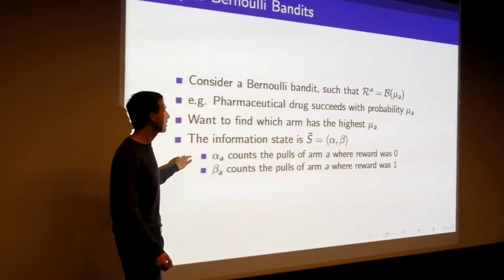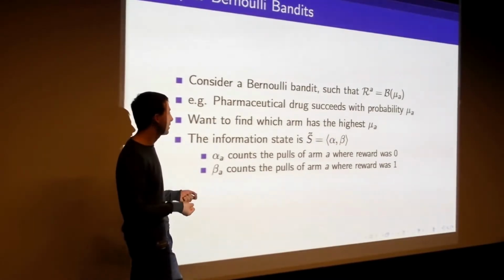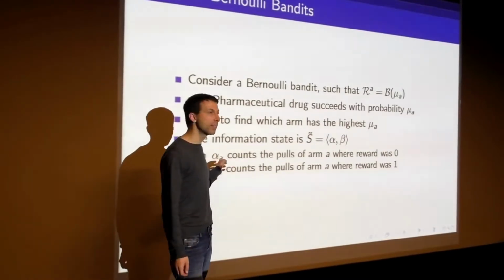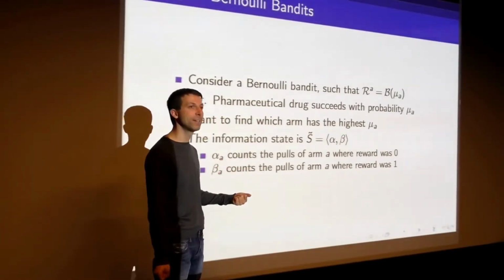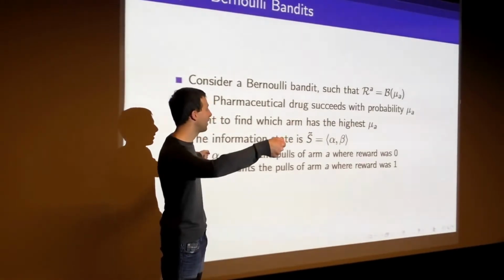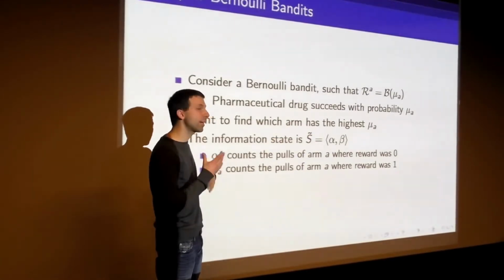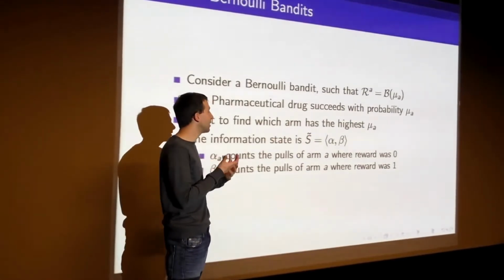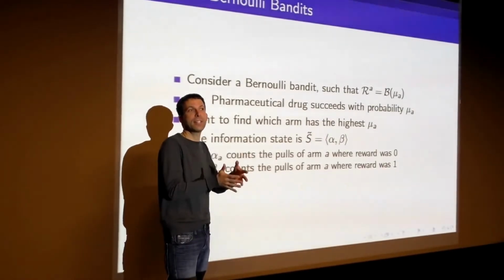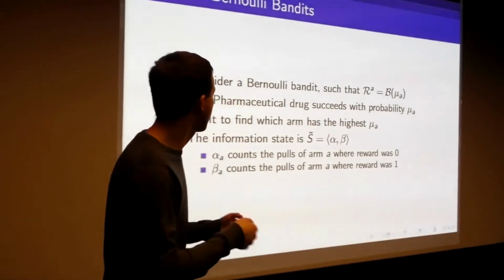And so what's the information state here? Well, the information state is the counts. That's one example of the information state. How many times have I pulled this arm and it's failed, and how many times have I pulled this arm and it succeeded? So how many times did I try this drug on someone and they got better, and how many times did they not get better? If I can keep those statistics, they summarize everything I've seen so far. A sufficient statistic of all of the pulls that we've made in this bandit problem.